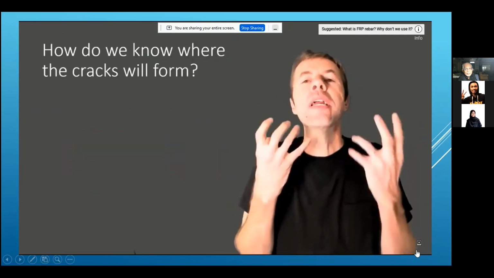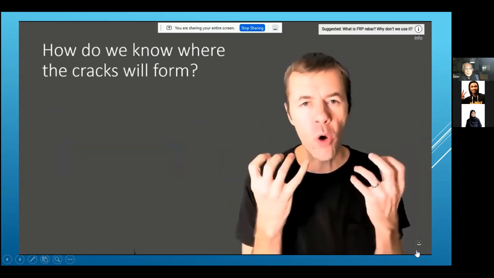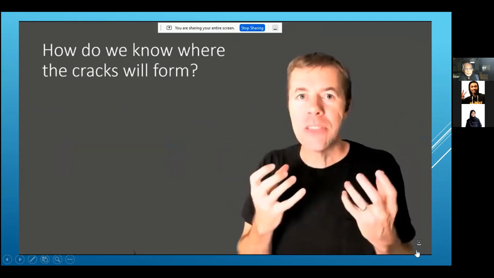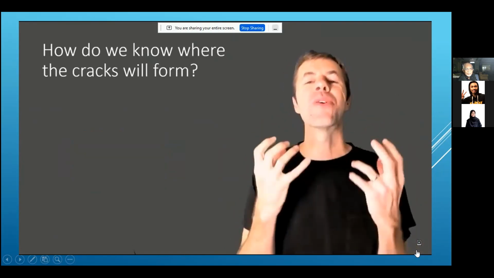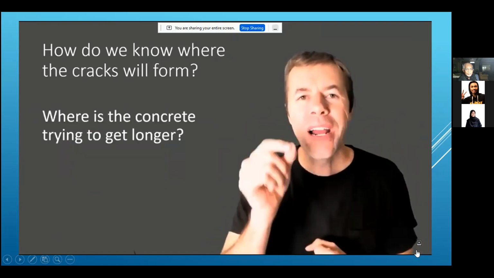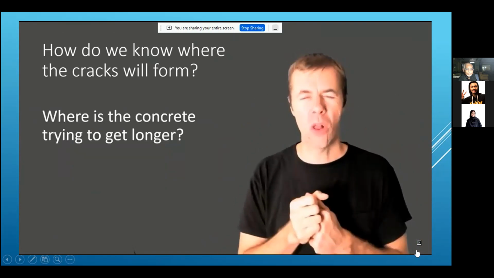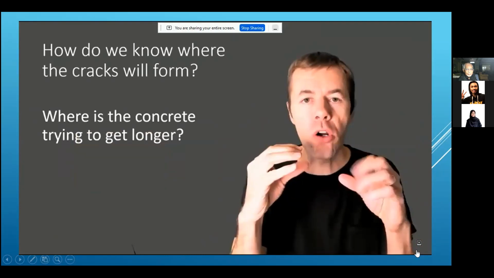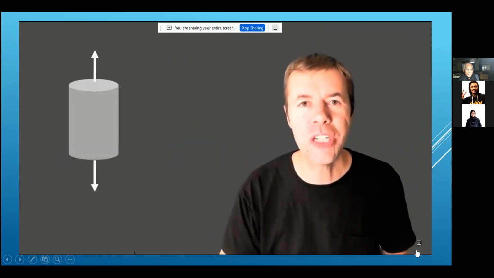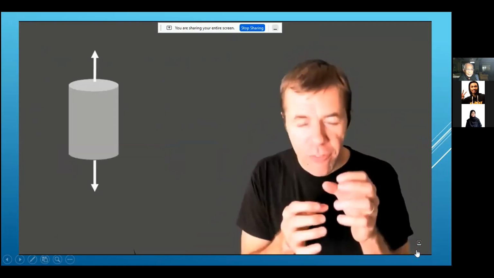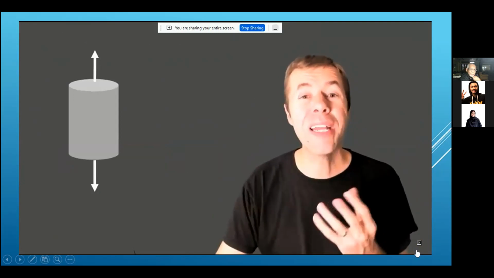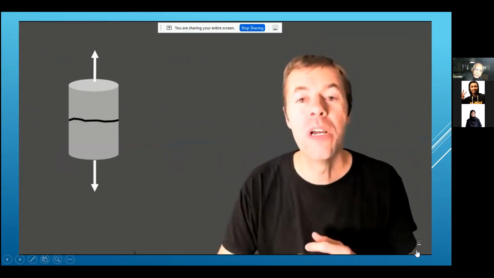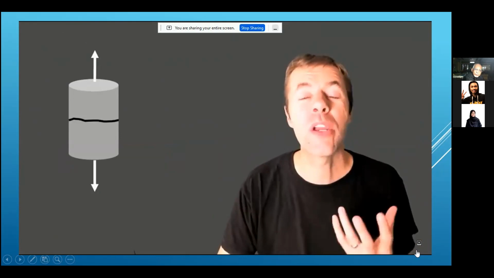But how do we know where the cracks are going to form in our concrete? And the simple answer is, where is the concrete trying to get longer? Longer? Yeah. Where is it trying to get longer? This is called tension. Let me show you what I'm talking about. If I have concrete and I pull on it, it actually doesn't take a lot of load to make it crack.